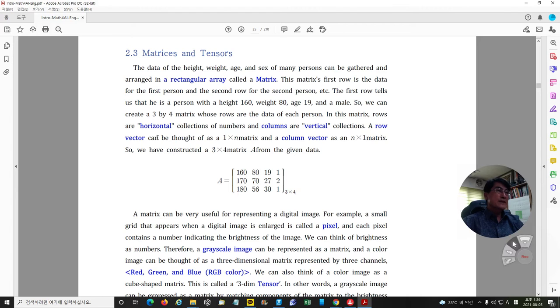A row vector can be thought of as a 1xn matrix, in this case a 1x4 matrix like this, and a column vector as an nx1 matrix, in this case a 3x1 matrix. So we have constructed a 3x4 matrix A from the given data.